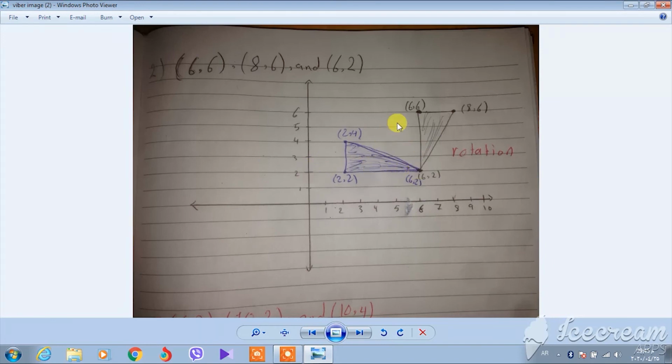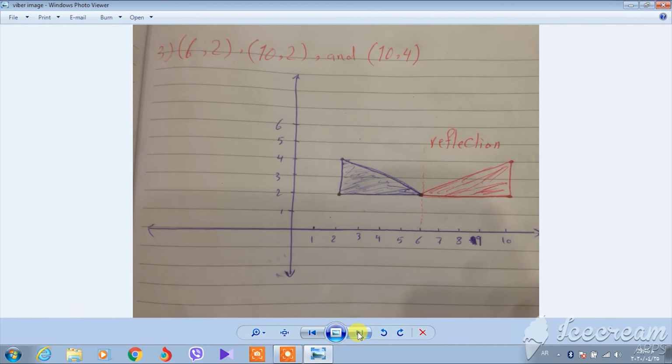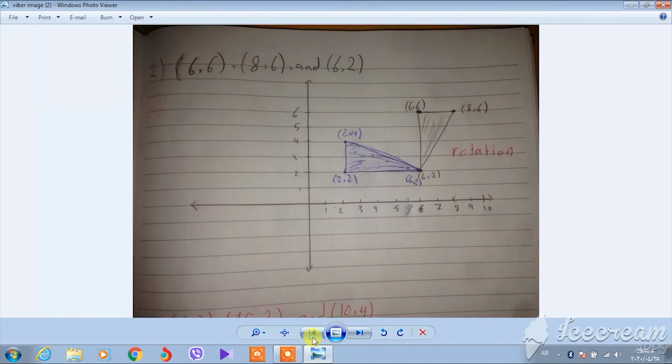Look, this type of transformation, which one is it? Rotation. It just rotates a figure around one point, or one vertex. Rotate the figure around just one vertex.